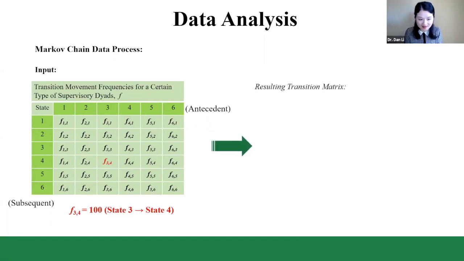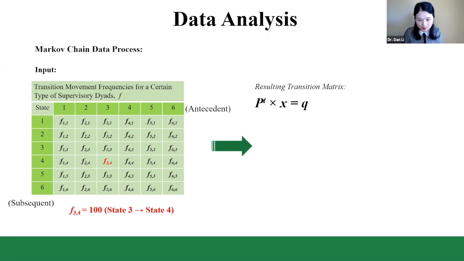The next thing that I did was to transform the frequency matrix into a probability matrix, or a transition matrix. The probability for each row is going to add up to 1 because for any dyad, at the next moment, they will probably stay in the same state, or they are going to transition to one of the other 5 states.